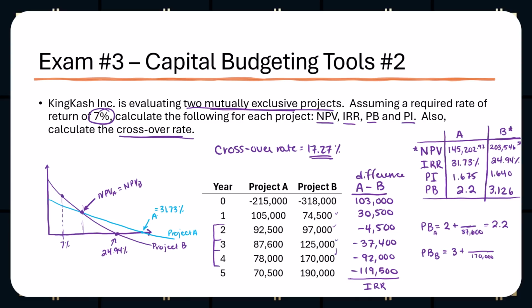However, if our discount rate was, say, 20%, in that case, we would not want to accept Project B. We would want to accept Project A because its NPV would be higher. And that's the whole purpose of finding this crossover rate in these mutually exclusive capital budgeting projects.